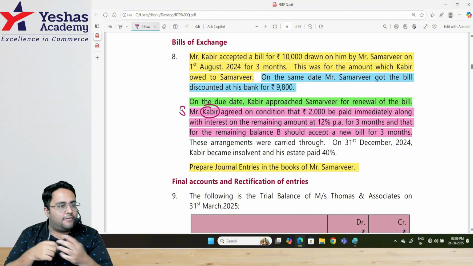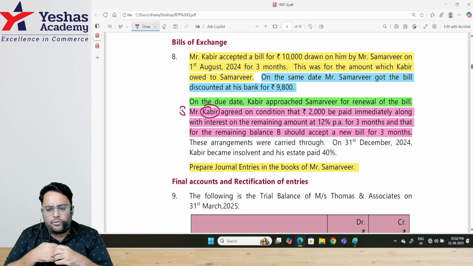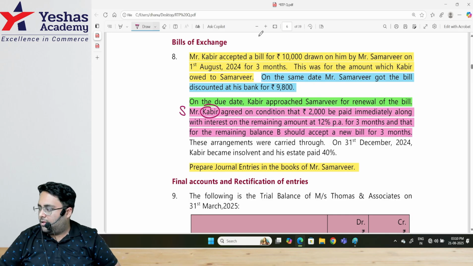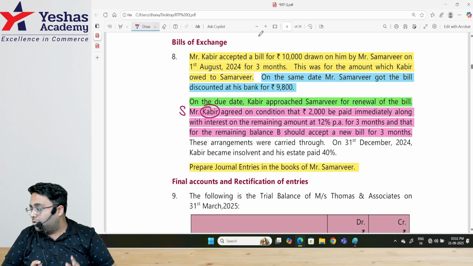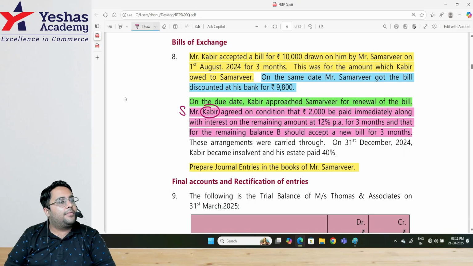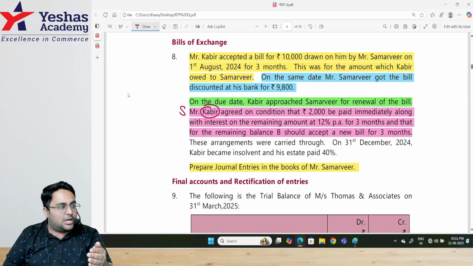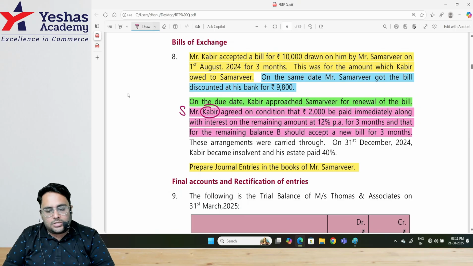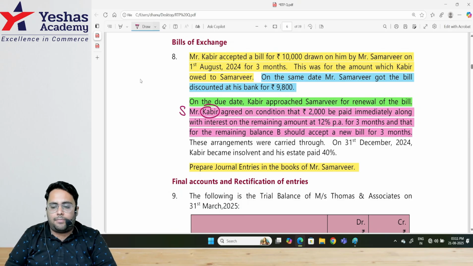Kabir pays to Samarveer. So in the books of Kabir, what will you have? In the books of Kabir, it will be a payment. Kabir is paying the money to Samarveer. What would be the entry? Cash account debited to Kabir account 2,000 along with interest at 12% per annum on the balance.